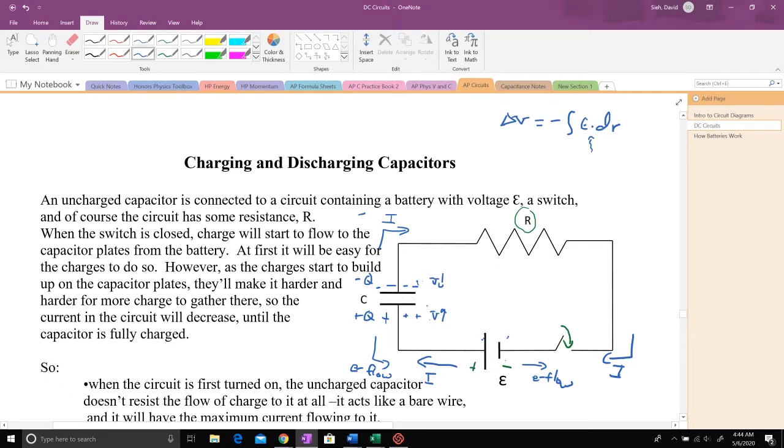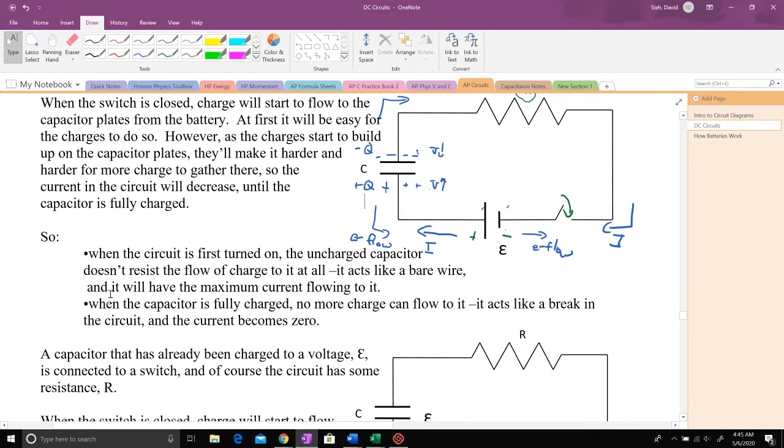Let's see, what else can I tell you about this? As it gets harder and harder to push charges around to the capacitor plates, that means the current gets smaller and smaller and smaller. And so my current is changing over time. That's going to make this a trickier sort of thing to analyze than the problems that we've just been doing.